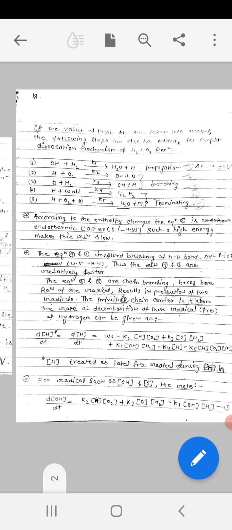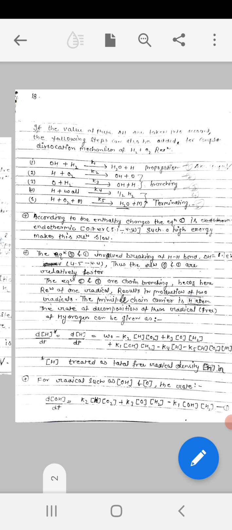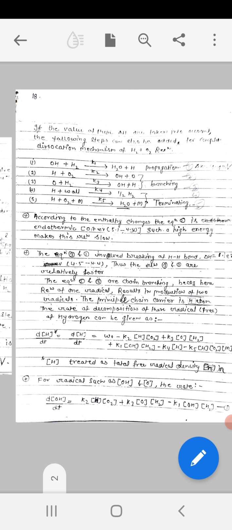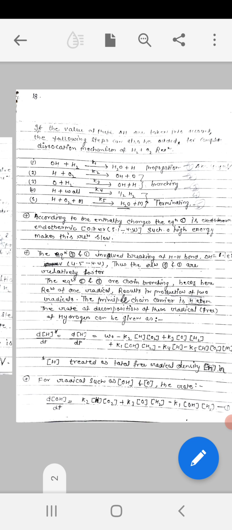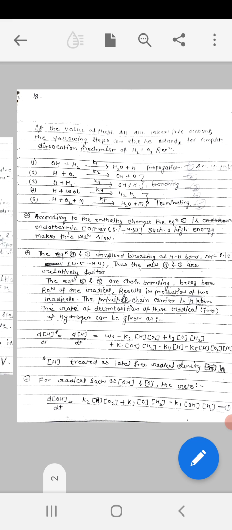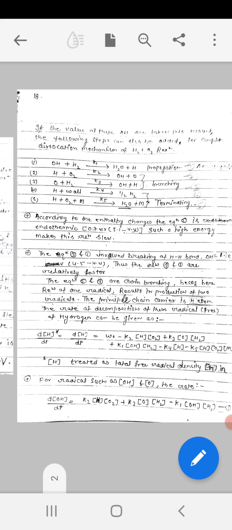From equation number 1, K1 into concentration of OH into concentration of hydrogen is equal to K2 into concentration of H into concentration of oxygen plus K3 into concentration of O and concentration of H2. This we have already studied, written in the above equation. Now we have to determine the concentration of OH in steady state form. Then concentration of OH at steady state is equal to K2 into H into O2 concentration plus K3 into O into hydrogen concentration, divided by K1 into concentration of hydrogen. This is equation number 4.